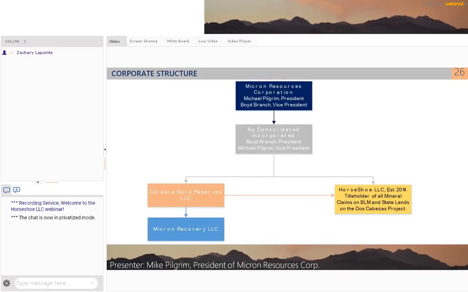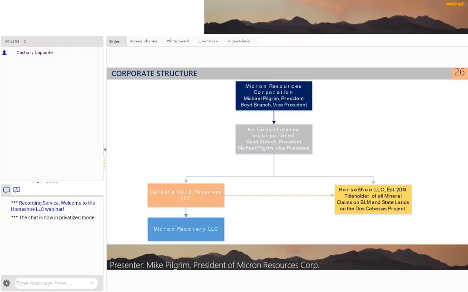The next phase is our corporate structure. AU Consolidated, which is 100% owned by Micron Resources, is also the managing member for Caldera Gold Reserves, for Horseshoe LLC, which we established in 2014 and which I'll get to in a moment, and also for Micron Recovery LLC. Boyd Branch is the president of that. As you can see, I'm the president of Micron Resources, and it just refers to roles between vice president and president there at the top.